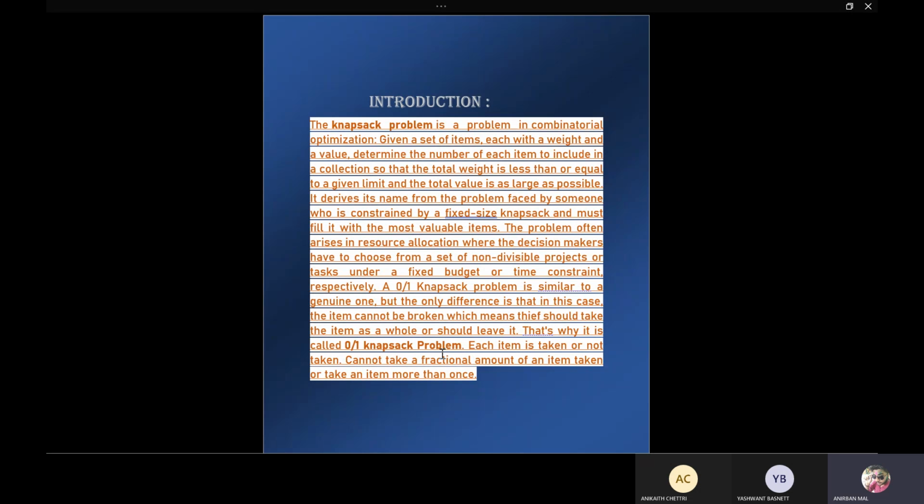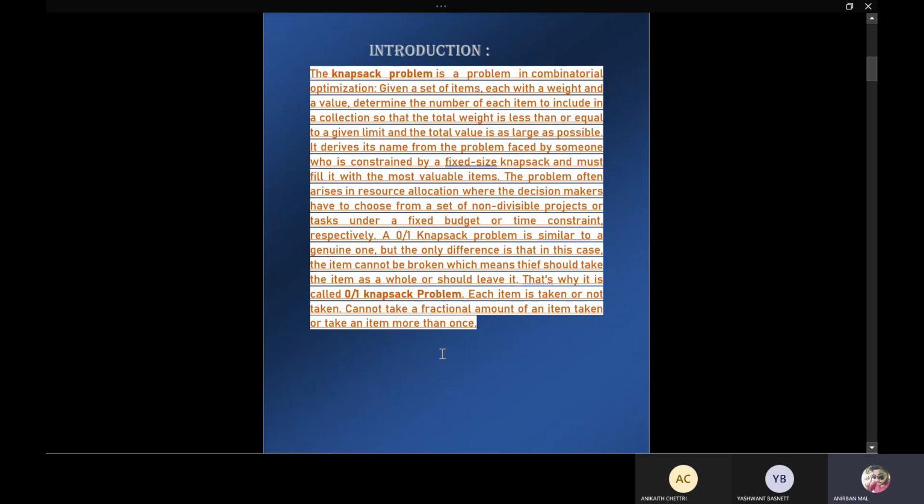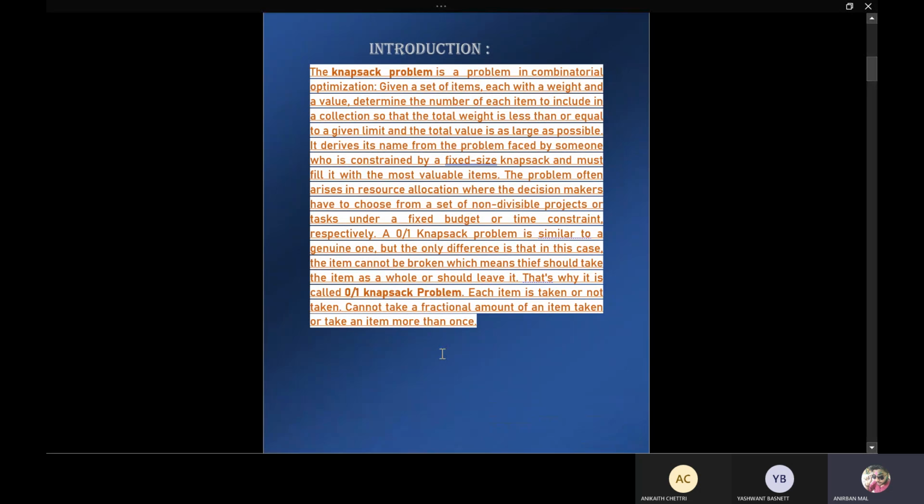A 0/1 knapsack problem is similar to the genuine one, but the only difference, which I said right now, is that in this case the item cannot be broken, which means we should take the item either as a whole or ignore it. This is what we call a 0/1 knapsack problem. Each item is either taken or not taken. It cannot be a fractional amount of an item, nor can an item be taken more than once. We can either use it once, or ignore it.